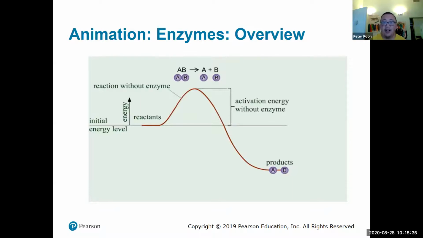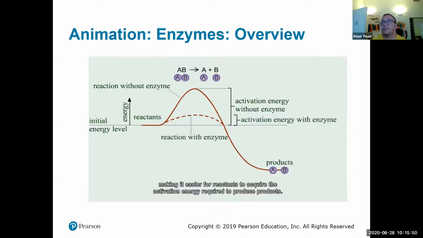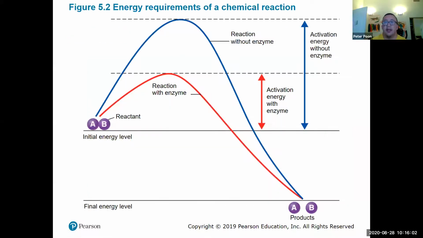So make sure you understand that. In living cells, enzymes serve as biological catalysts, speeding up reactions. Enzymes accomplish this task by lowering the activation energy of the reaction, making it easier for reactants to acquire the activation energy required to produce products. So an enzyme is lowering the activation energy, the amount of energy necessary for the chemical reaction to work.